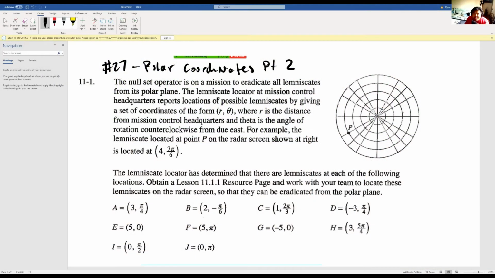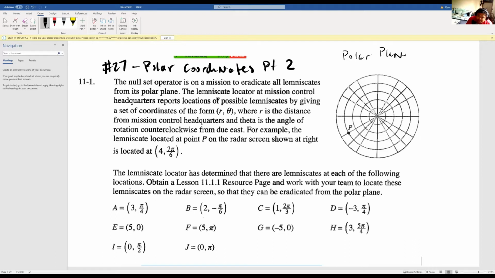Here I try to write everything down, but either way, here is our task. The null sets operator is on a mission to eradicate all lemniscates from its polar plane. This is called the polar plane.